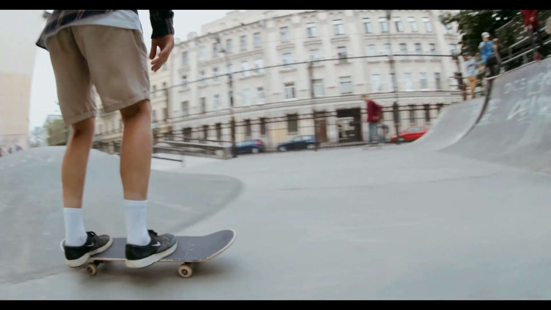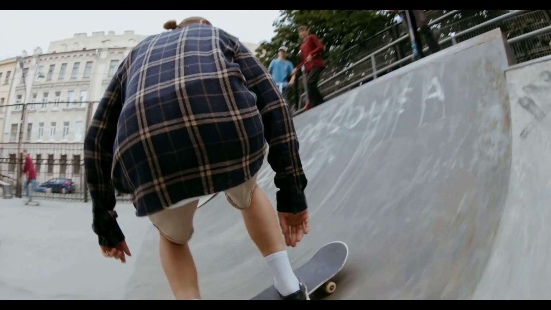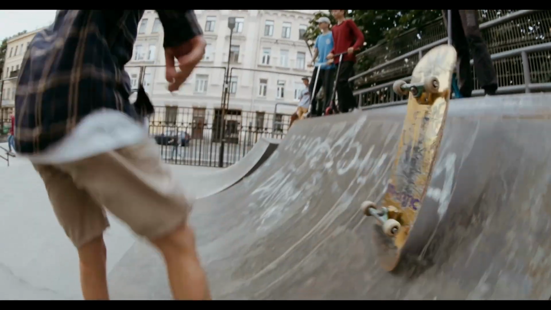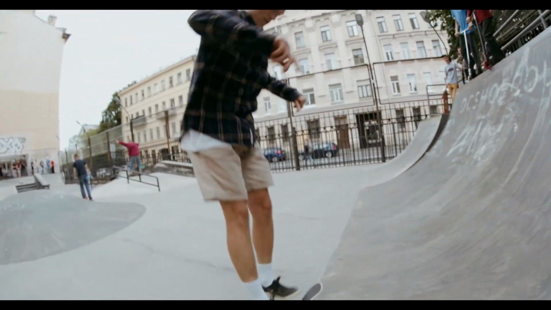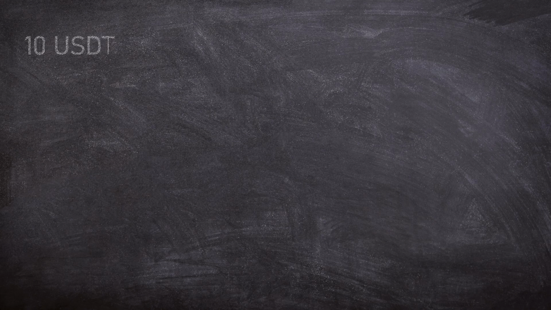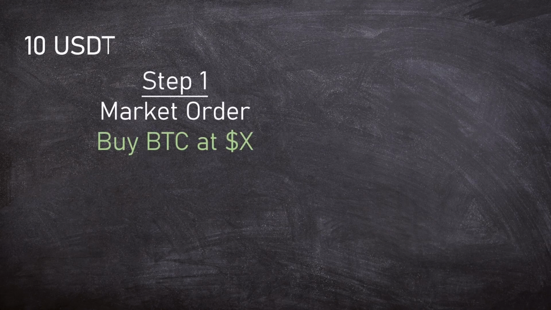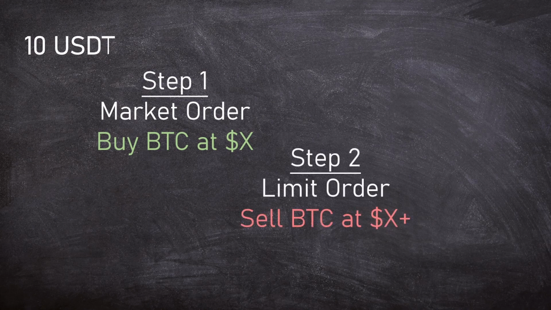Hello everyone. As promised, I will now break down my first trade for you. And yes, it did not go according to plan, and I have learned some lessons which I will share with you. Just a reminder, the idea was to buy $10 worth of Bitcoin at market, which is the minimum allowed order on Binance, and then place a limit order to sell all Bitcoin at a higher price.